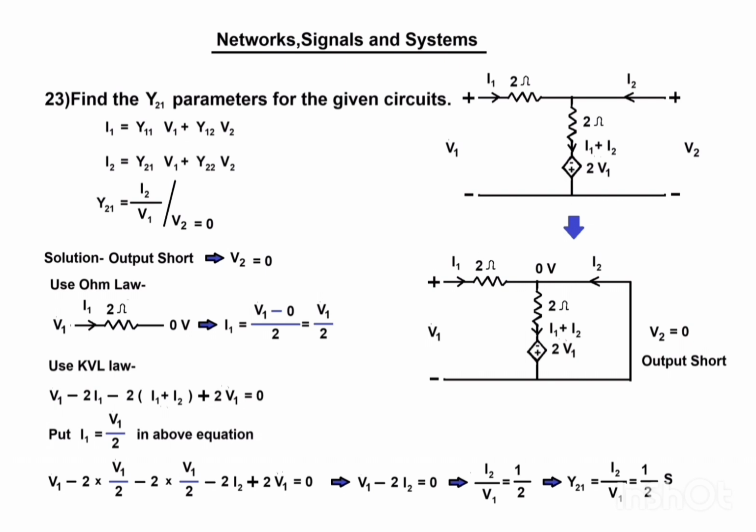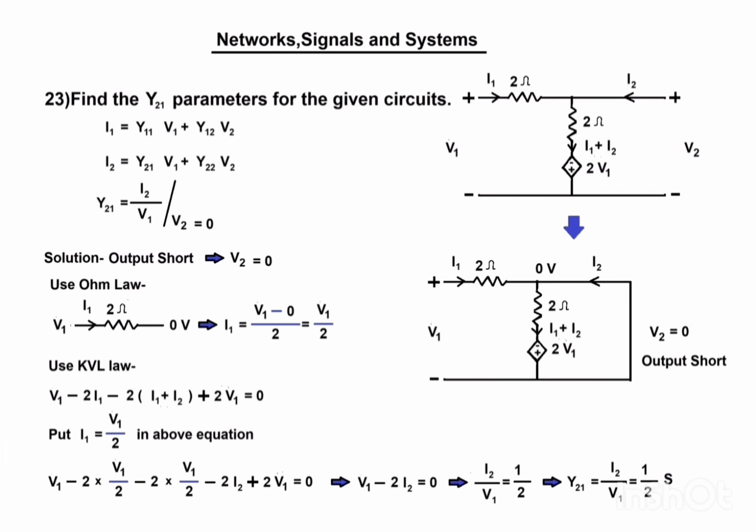Question 23. Find the admittance parameter Y21 from the given circuit. Solution. Output V2 equal to 0, short circuit. So Y21 equal to I2 upon V1. First use your Ohm's law. So I1 equal to V1 minus 0 upon 2 equal to V1 upon 2.